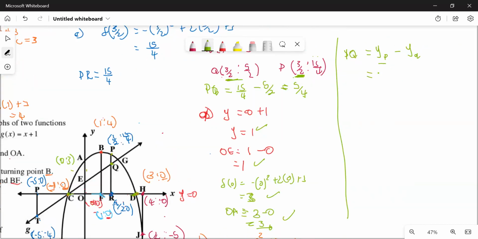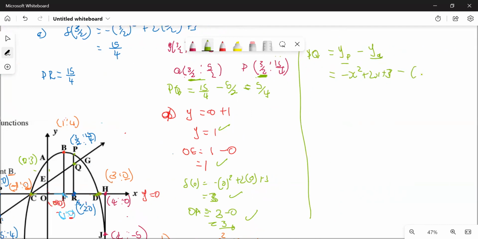So you're going to have minus x squared plus 2x plus 3 minus, then you're going to get Y of Q. Y of Q is going to be given by G of x. So you come and write this thing exactly the way it is. So you're going to have x plus 1. And then from here onwards, you're going to have minus x squared plus 2x plus 3 minus x minus 1.